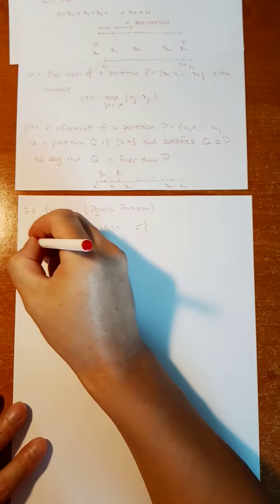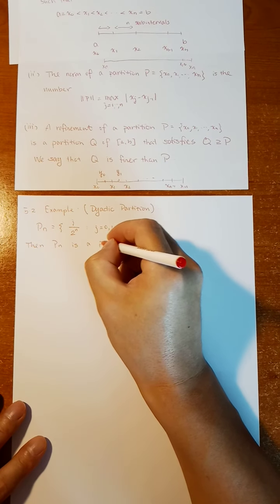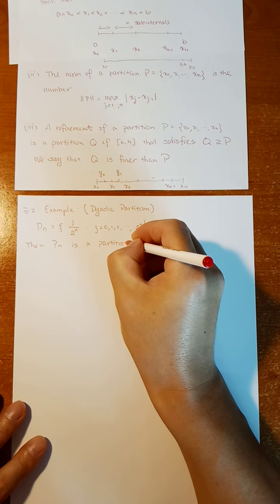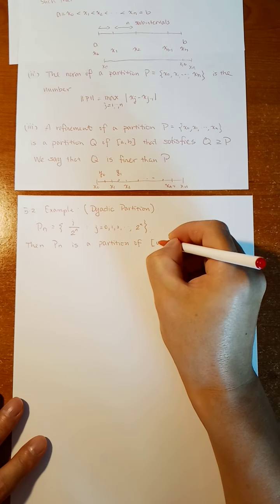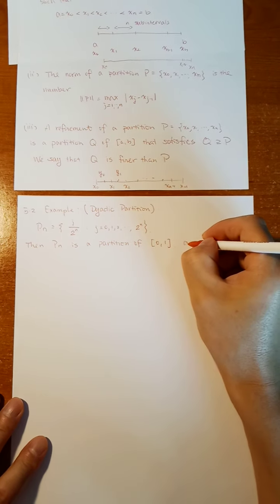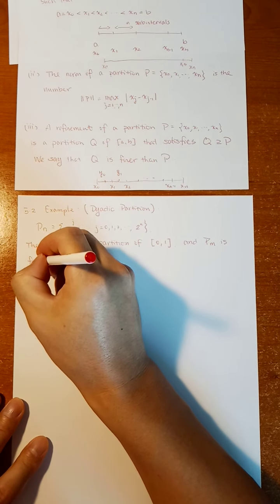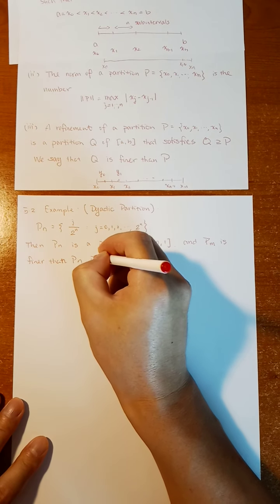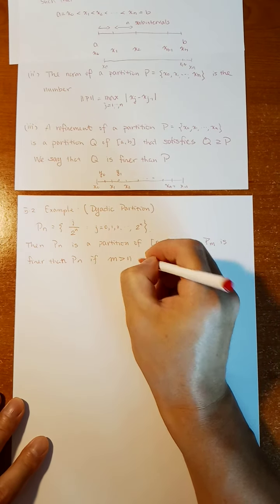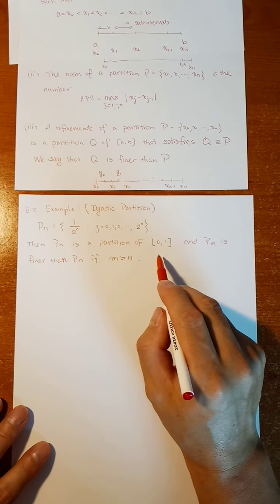And then P sub n is a partition of [0, 1], and P sub m is finer than P sub n if m is greater than n. Of course, it is a partition of [0, 1]. When j is 0, this is 0. When j is 2 to the nth power, this is 1.